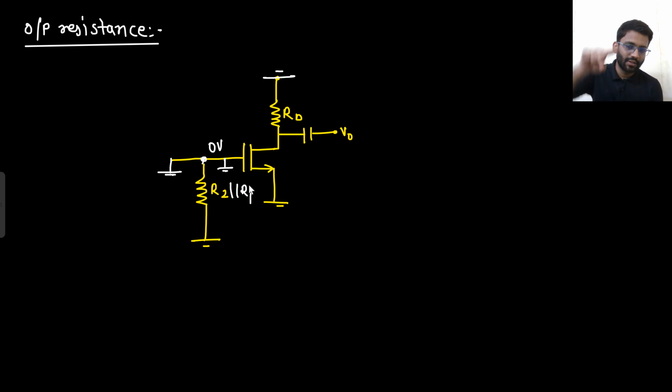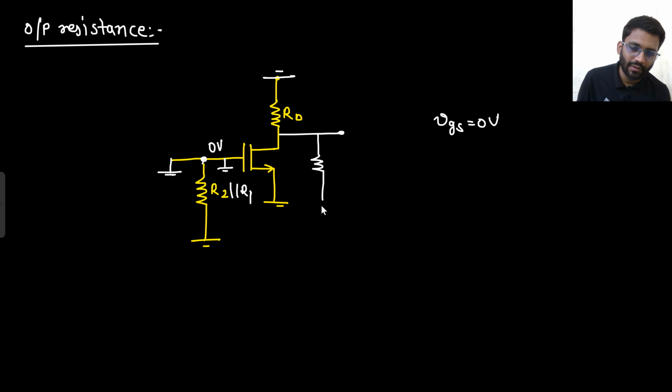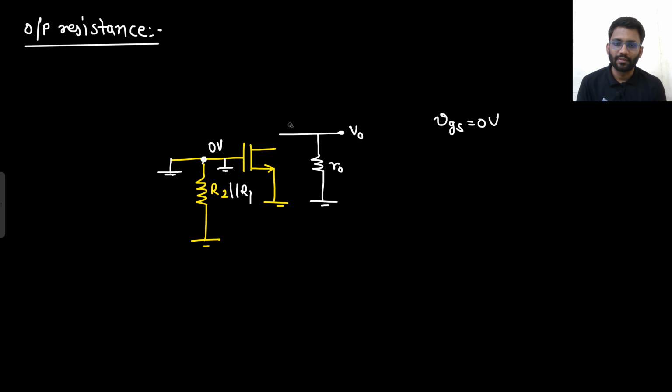So VGS is gone. What is your small signal VGS value here? That is 0 volt. And what are you calculating? Output resistance. Here you have R naught. I will place this R naught parallel with RD. Why? Because from V naught to ground you can see RD, and from V naught to ground you can see R naught. So collectively I can write R naught parallel with RD.